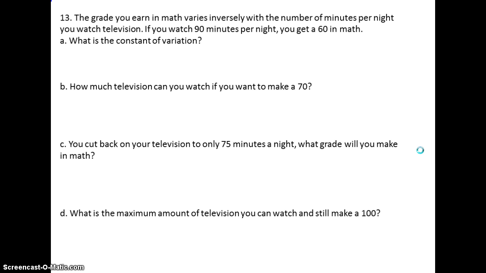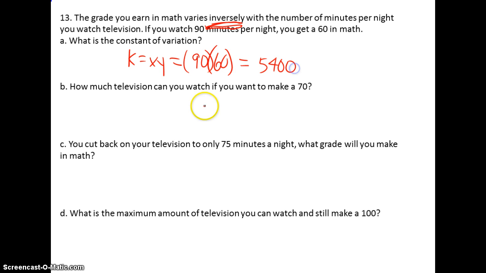Number 13. The grade you earn in math varies inversely. Here we are inversely again. Terrible underlining. With the number of minutes per night you watch television. If you watch 90 minutes, you will get a 60 in math. So our k is going to be xy, which we know 90 minutes gives you a 60. So our k is 5,400. How much television can you watch if you want to make a 70? So we'll have 70 equals 5,400 over x, and we end up with x equals 77.14 minutes.